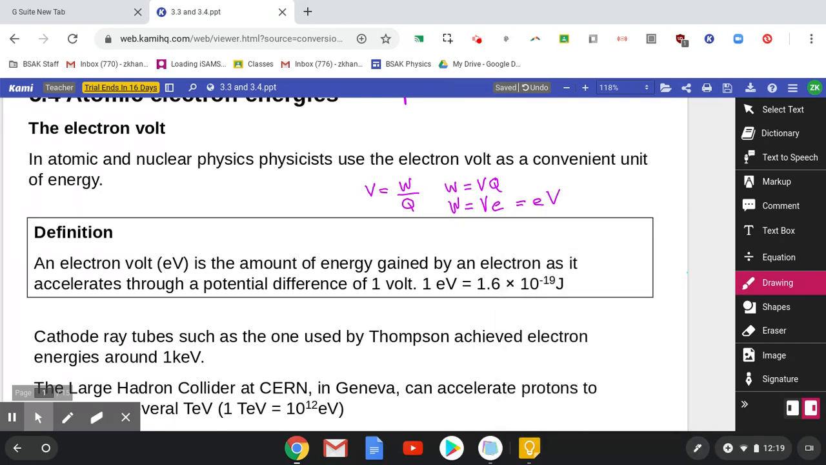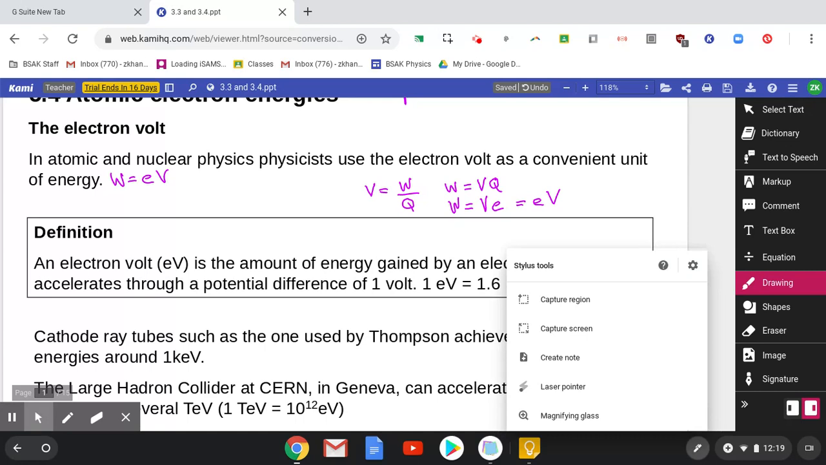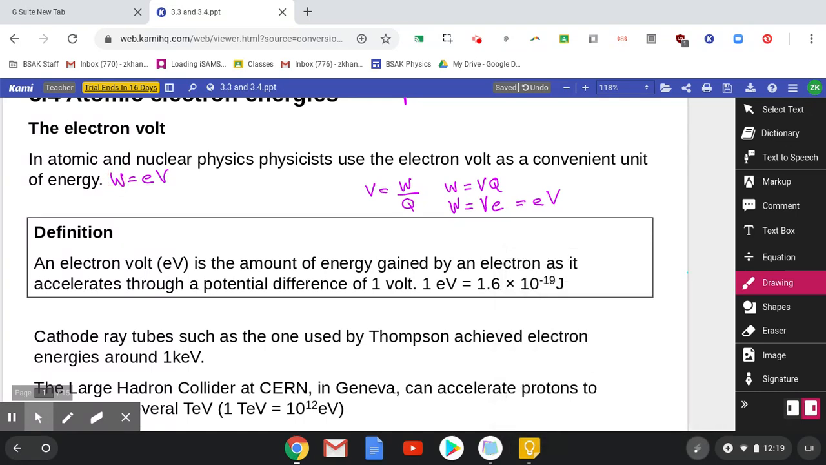So the charge on an electron multiplied by the potential difference that electron has been accelerated by gives us the work done on that charge. So if we use that expression of work done is equal to the charge on the electron times the voltage, that gives us the work done in joules. So this is volts, this is coulombs, and we get an answer of joules.